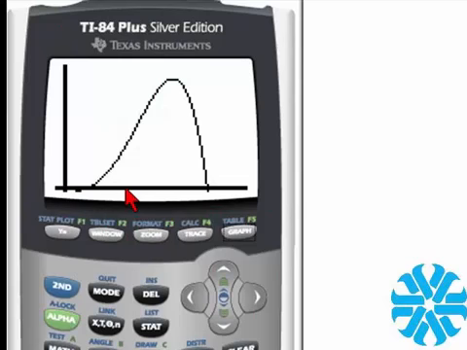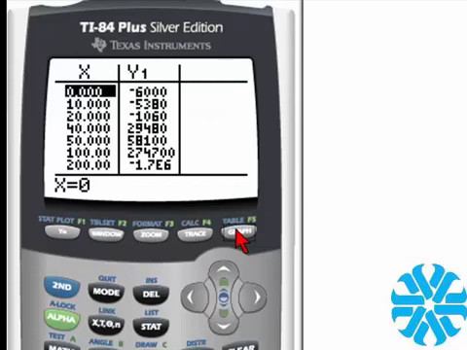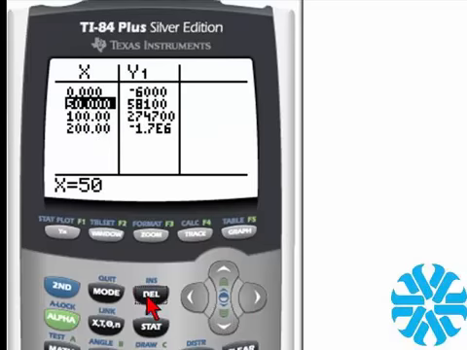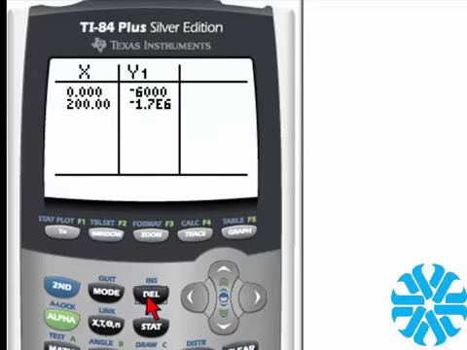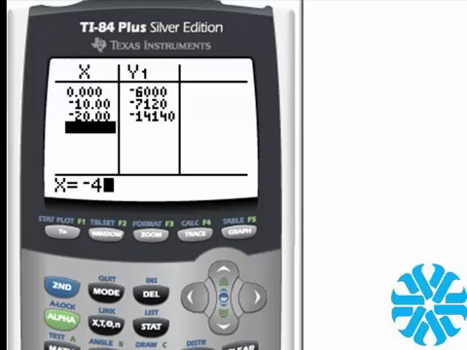Okay, how far? Let's go ahead and look at the table again. So let's go back to second function in table, and let's start at 0, but this time we're going to use negative values for x. So let's delete all of these values to get rid of the clutter. So let's go negative 10, negative 20, negative 40, enter.